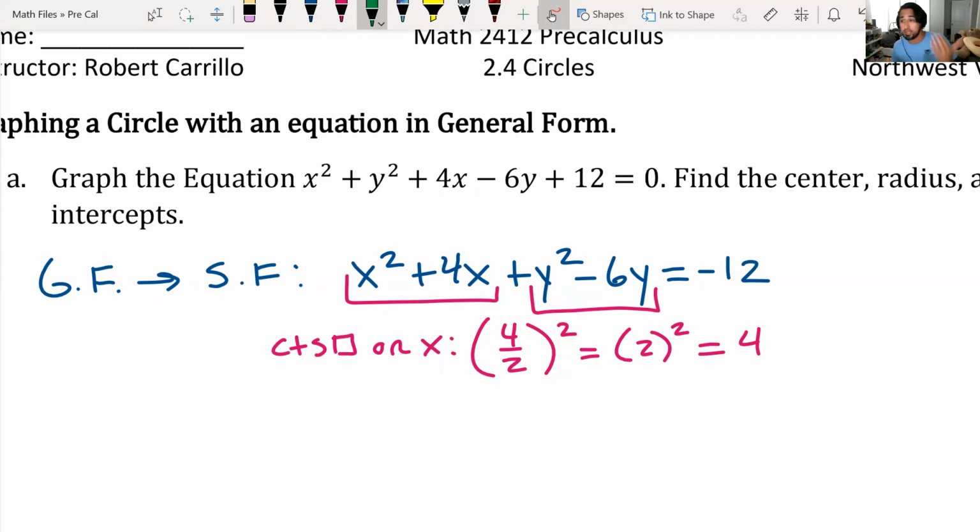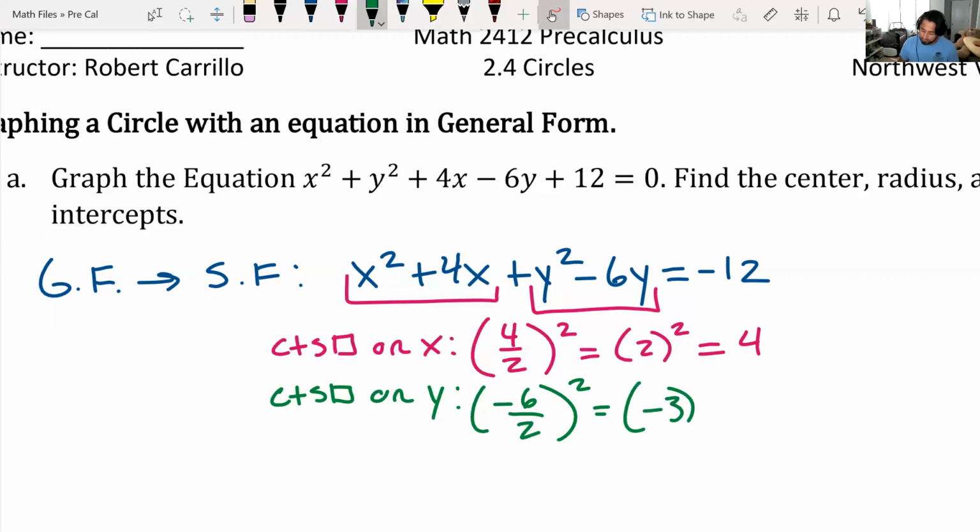And then we're going to take that number and add it to both sides, but make sure to keep it with the x's. Now I'm going to do the same for y. I just want to put everything together. So down here, I'm going to say complete the square on y. You're going to take half of negative 6 and square it. So you'll get negative 3 squared, which will give us 9.